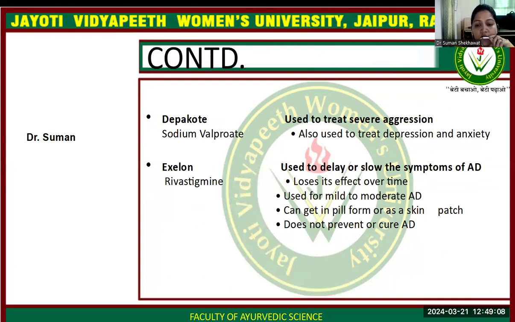Exelon or rivastigmine used to delay or slow the symptoms of Alzheimer's disease, loses its effect over time, used for mild to moderate Alzheimer's disease, can be given in pill form or as a skin patch, doesn't prevent or cure Alzheimer's disease.